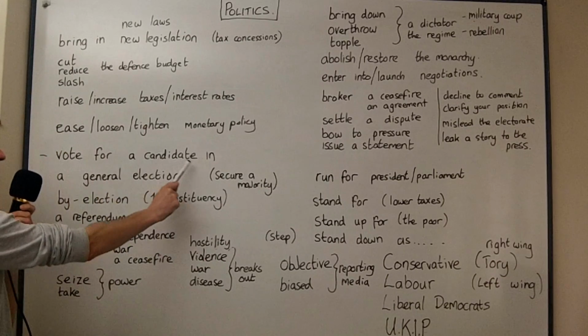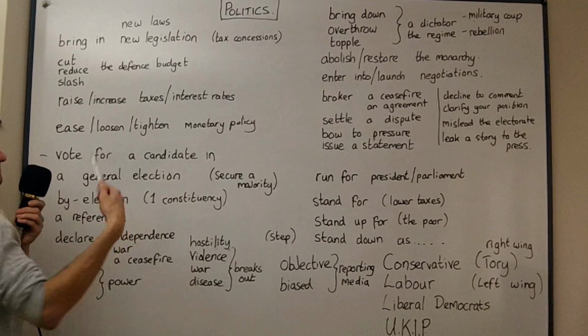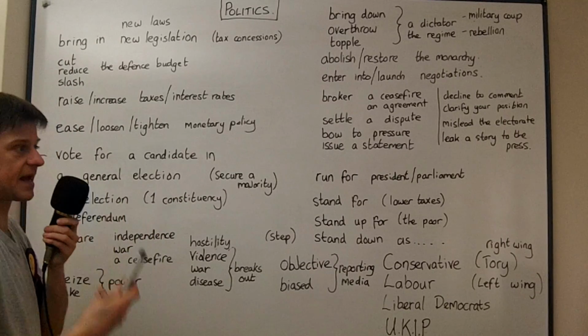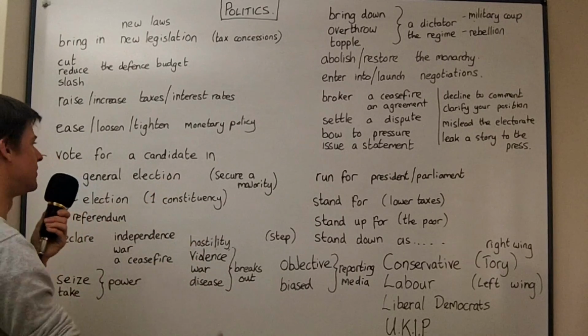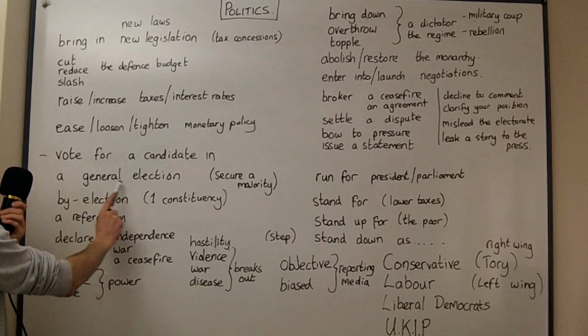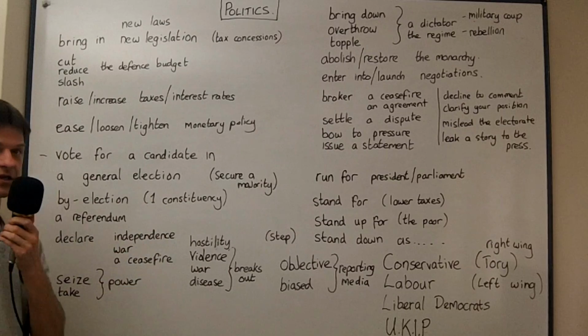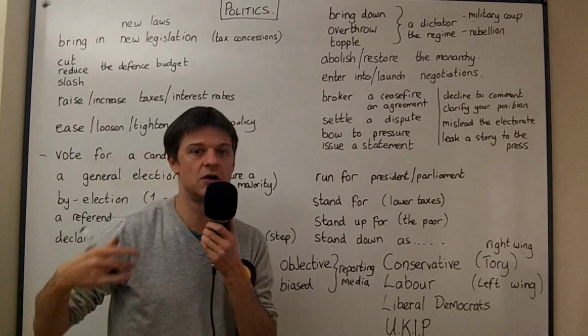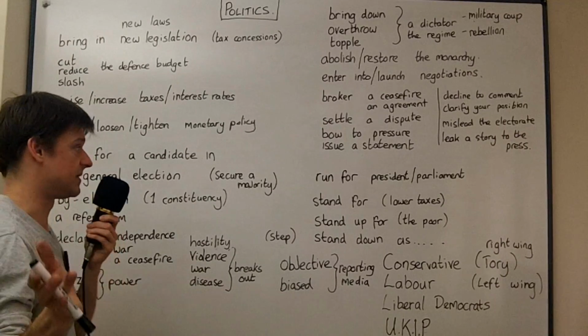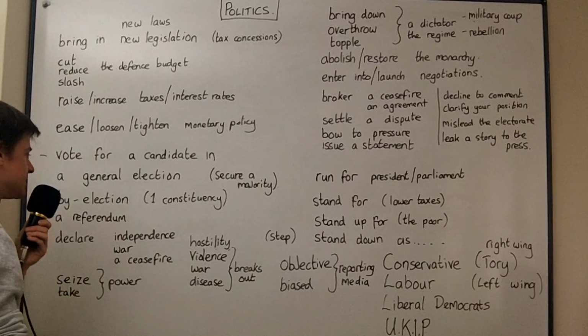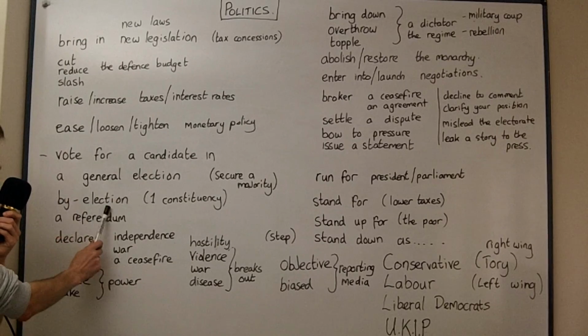Okay, if you vote for a candidate, that's what it means. It means you elect a candidate, you choose that candidate. So the candidate is the person who you vote for, and you can do it in a general election, which in the UK means the big election where we choose the main parties that represent us in Parliament.